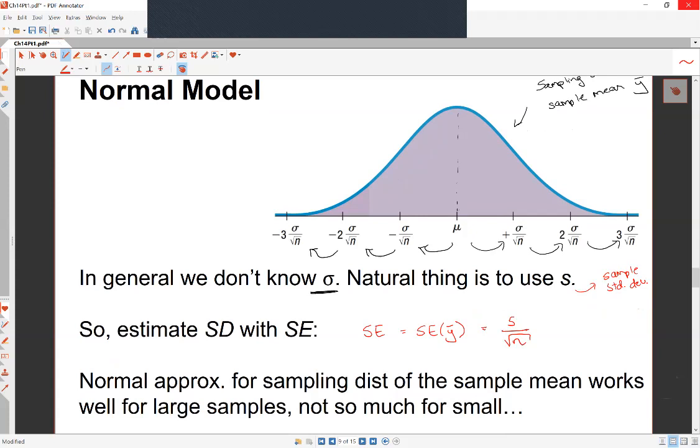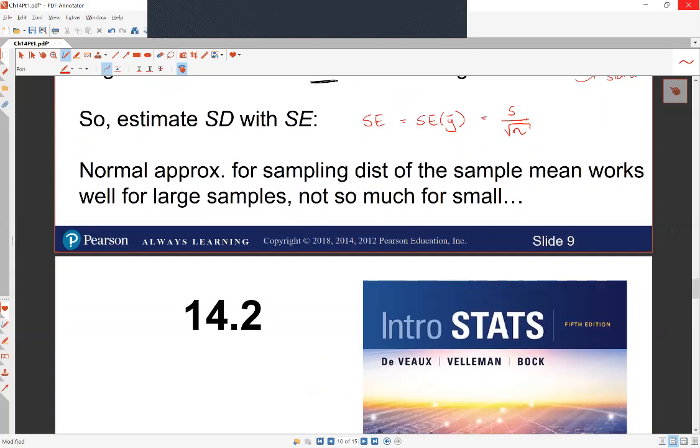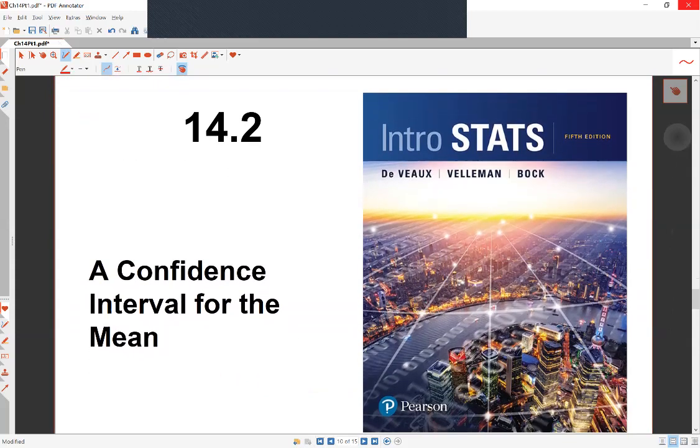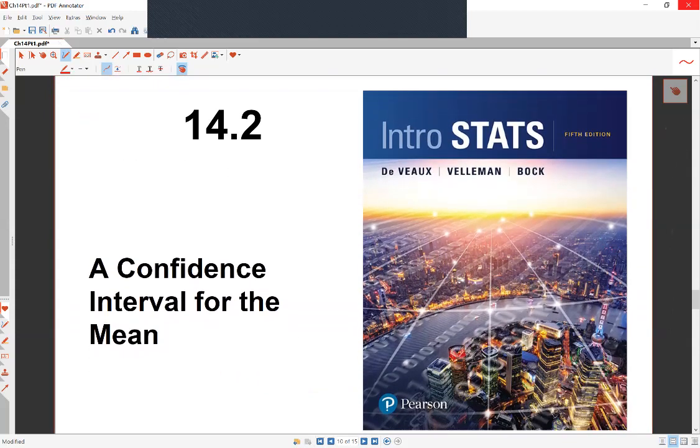Now, the normal approximation will depend to some extent on how large your sample is. In large samples, it's going to be very accurate. If you're in a small sample situation, you have to be more cautious about trying to use normality. So let's dig into that a little bit more. We're heading into subsection 14.2, and we will briefly touch on a formula for a confidence interval, but mostly I want to talk about this idea of when is the sampling distribution normal.